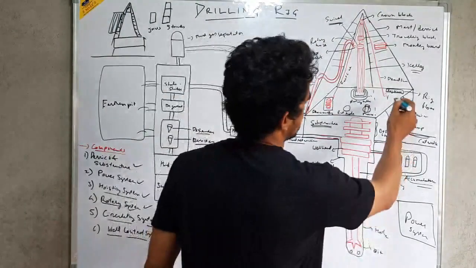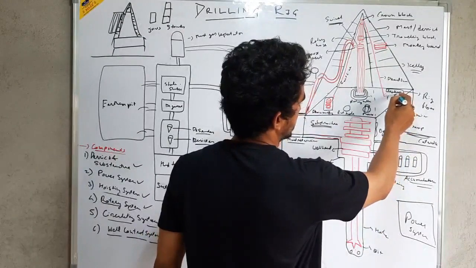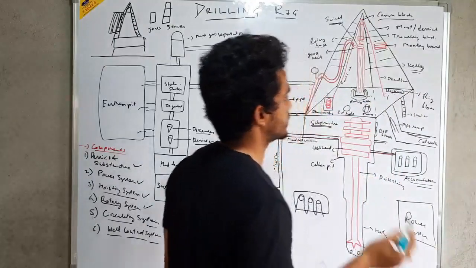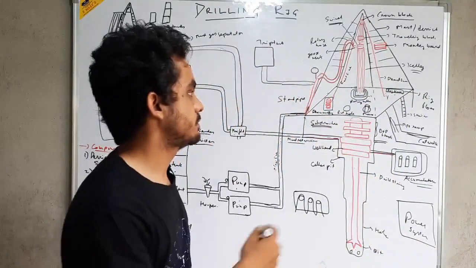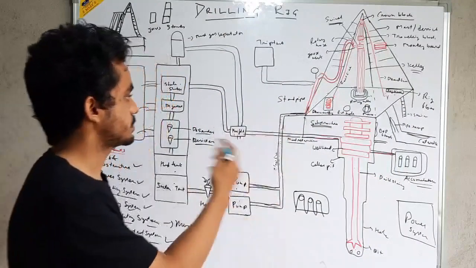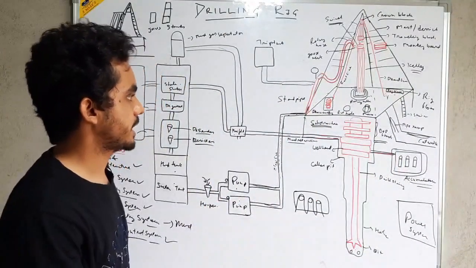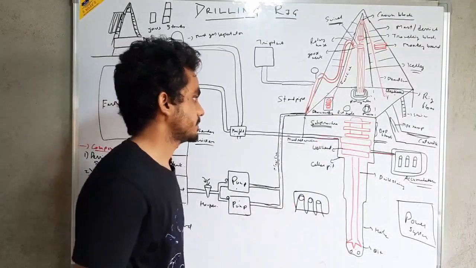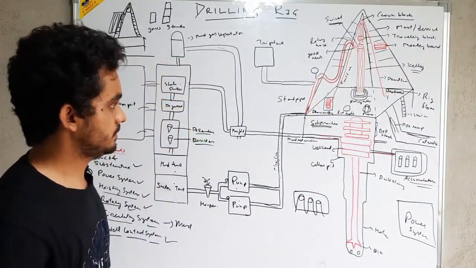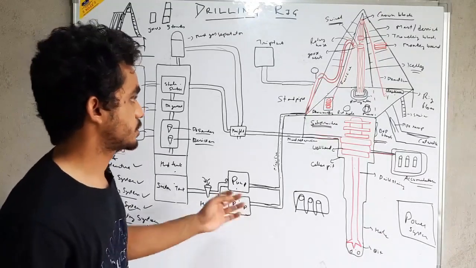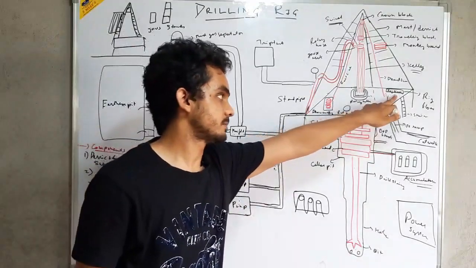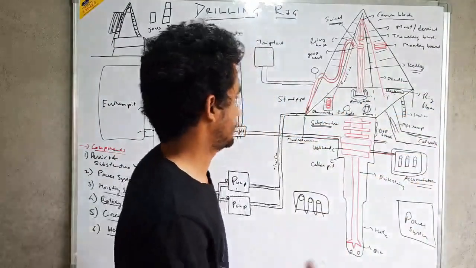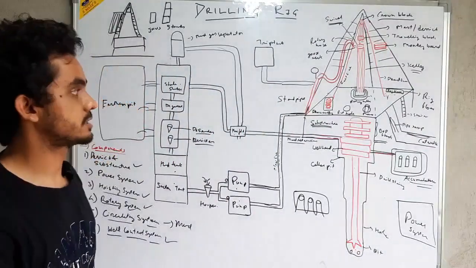Now, I could not draw it properly, but this is a small room which is known as the dog house, where the driller will be present, and he will monitor all the activities which are going on. He will control the brakes, he will control the rotary motion, everything, and he will also monitor the pressure. If the pressure fluctuates, he will have some consoles here. From those consoles he can observe the different fluctuations which are occurring, and he can take necessary actions.